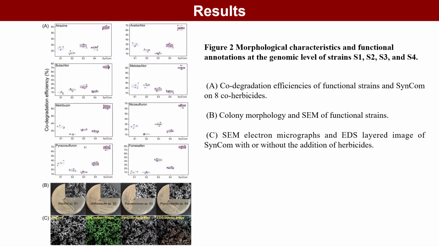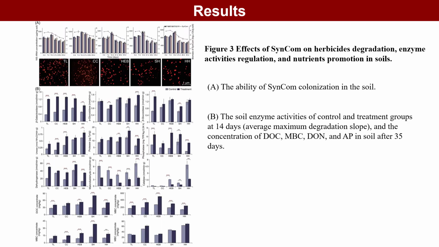Figure 2. Morphological characteristics and functional annotations at the genomic level of strains S1, S2, S3, and S4. SynCom could efficiently promote the degradation of the co-herbicides in the culture system, and the degradation level reached more than 60%. Figure 3. Effects of SynCom on herbicides degradation, enzyme activities regulation, and nutrients promotion in soils.